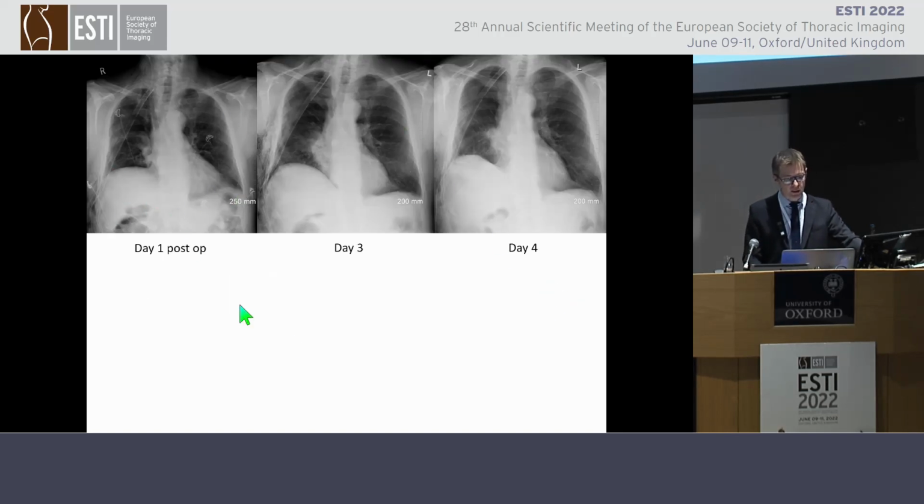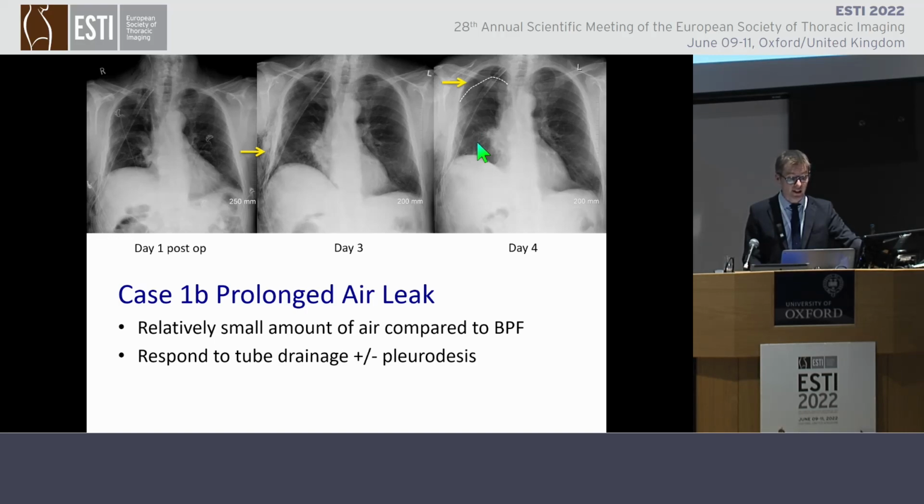Just this case, I suppose, is a close cousin of bronchial pleural fistula, but less pronounced. So this patient on day 1, everything was going well, drain in situ. Day 3 developed a bit more surgical emphysema than he had before, and I hope it projects, but I added this in case it didn't. But on day 4, developed a small pneumothorax. And this is a prolonged air leak.